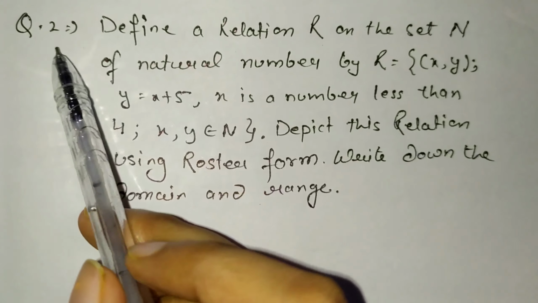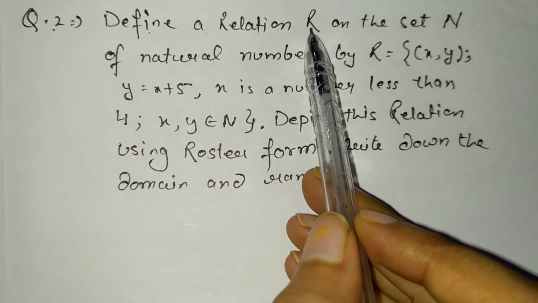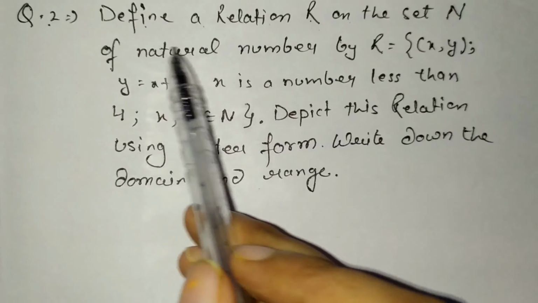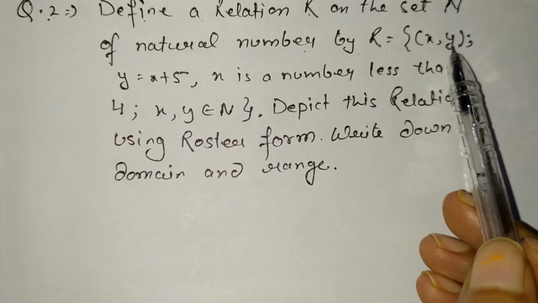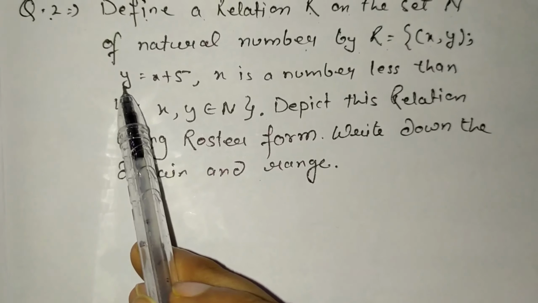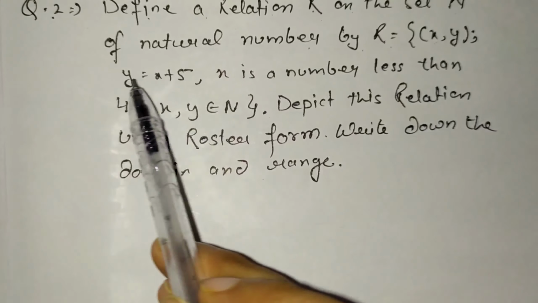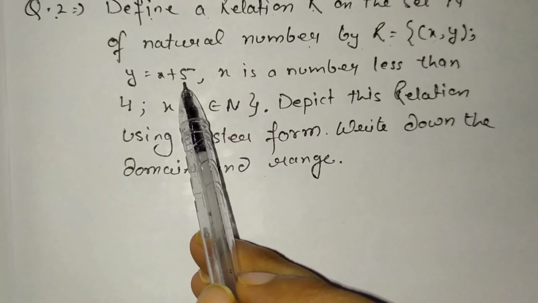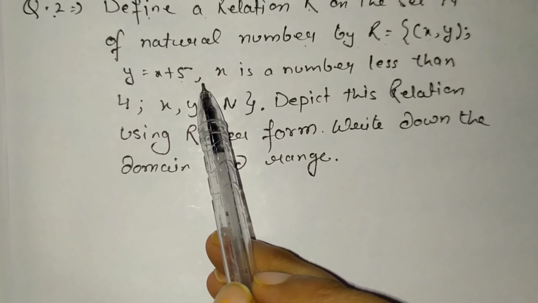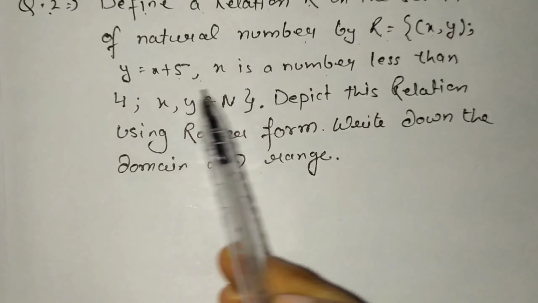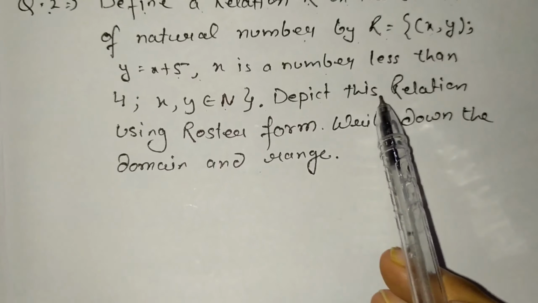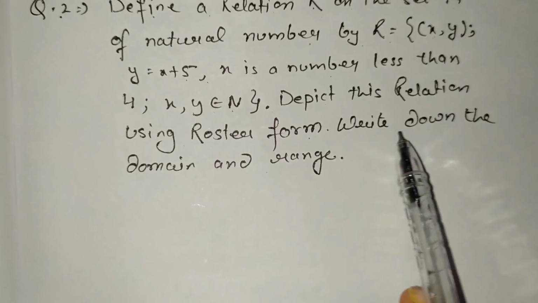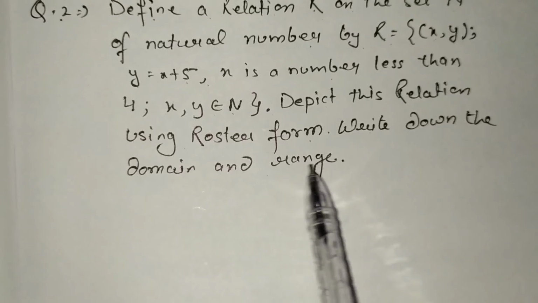Question 2. Define a relation R on the set N of natural numbers, where relation R having two values x and y, and the relationship between x and y is y is equal to x plus 5, where x is a number less than 4 and x and y must belong to N. Depict this relation using roster form and write down the domain and range.